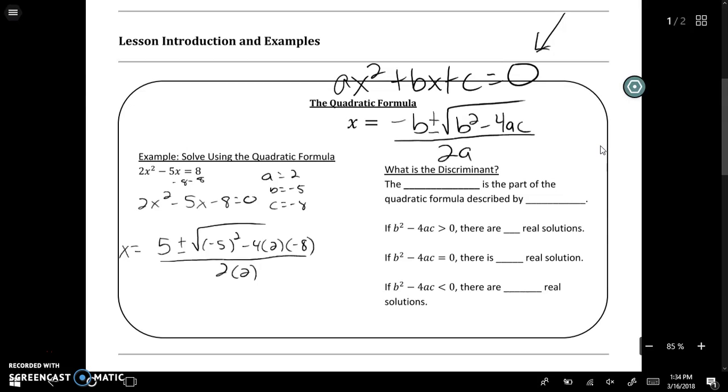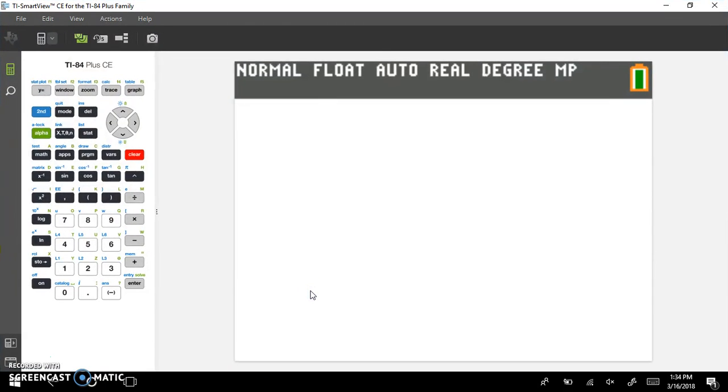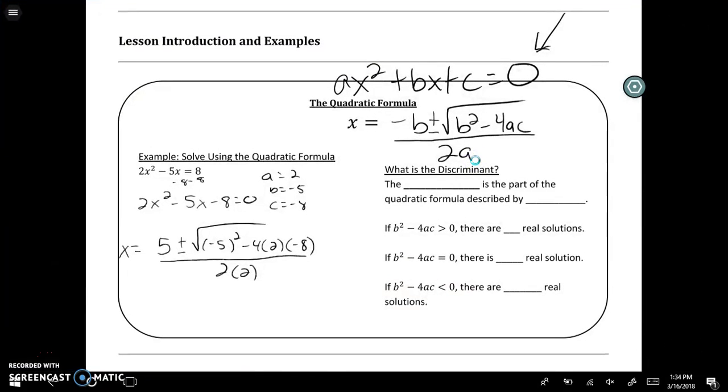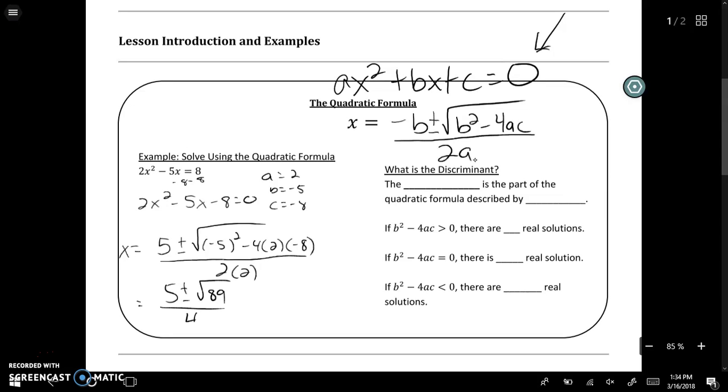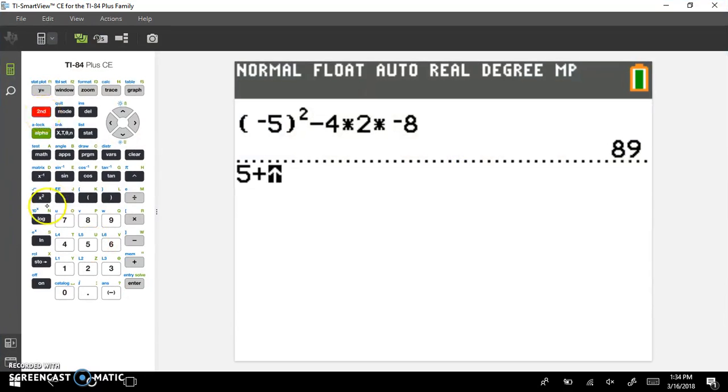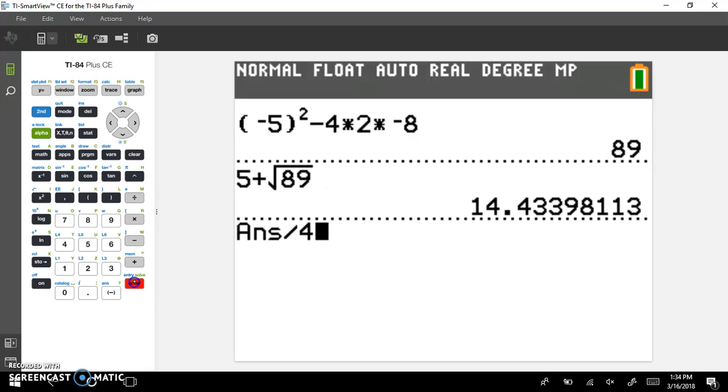What's nice is you can put this right there in your calculator. You open up your calculator, and we're going to go parentheses, negative 5 squared minus 4 times 2 times negative 8. That comes out to be 89, the stuff in the middle. So we've got 5 plus or minus the square root of 89 over 4. You can put that in your calculator: 5 plus the square root of 89, hit enter, and then divide by 4.